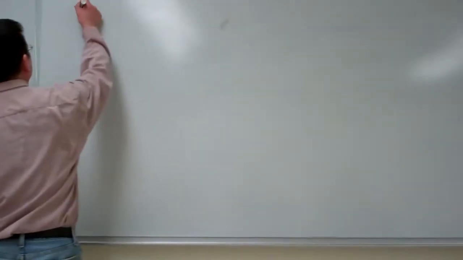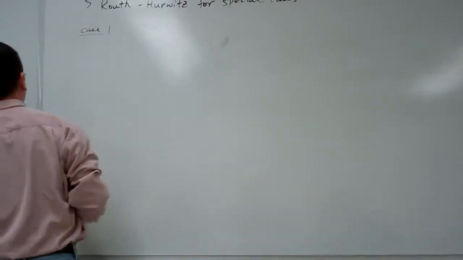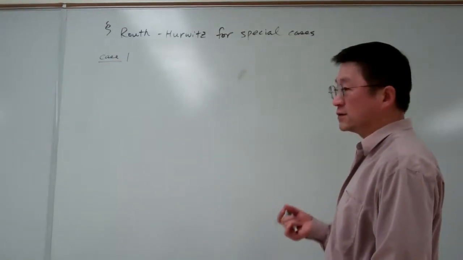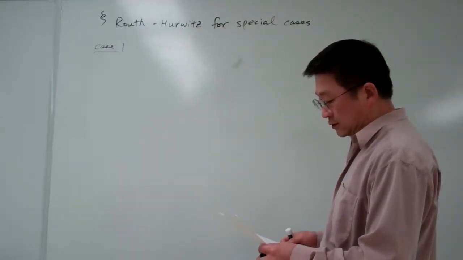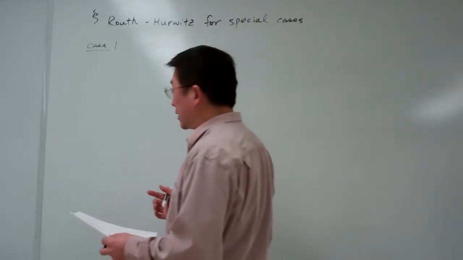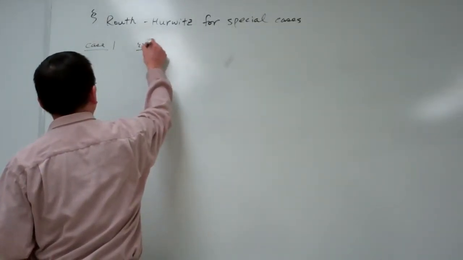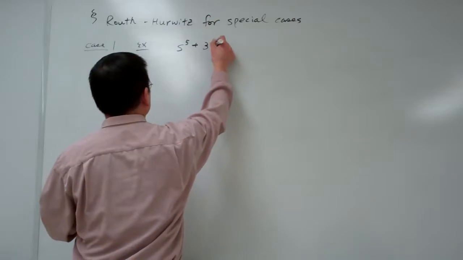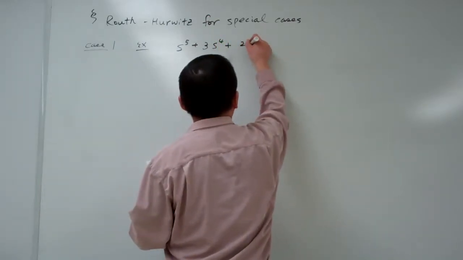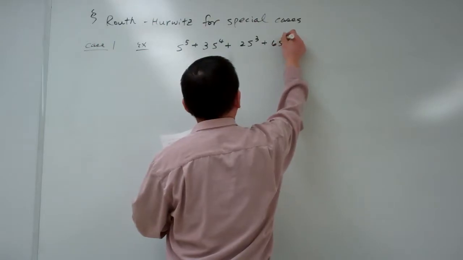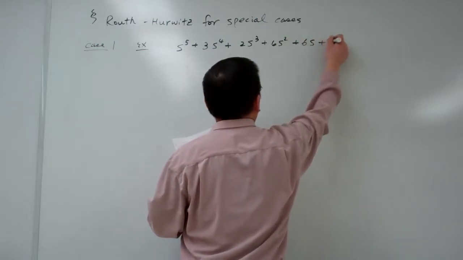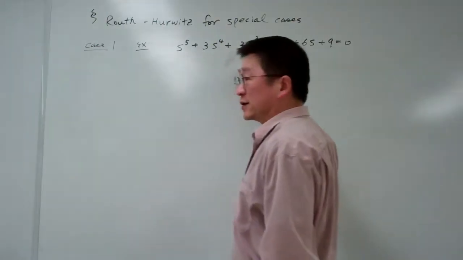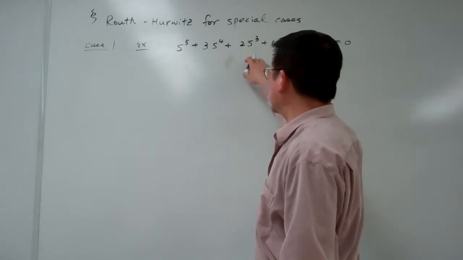And the case one is when, on the first column, we have a 0 element. Let me do the example first and then make a comment. So we look at this one, s^5 plus 3s^4 plus 2s^3 plus 6s^2 plus 6s plus 9 equals 0. We want to apply the Routh criterion to check the stability of this system.